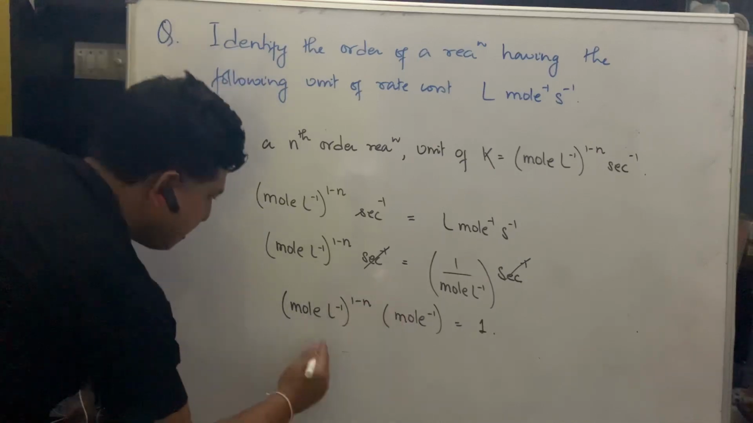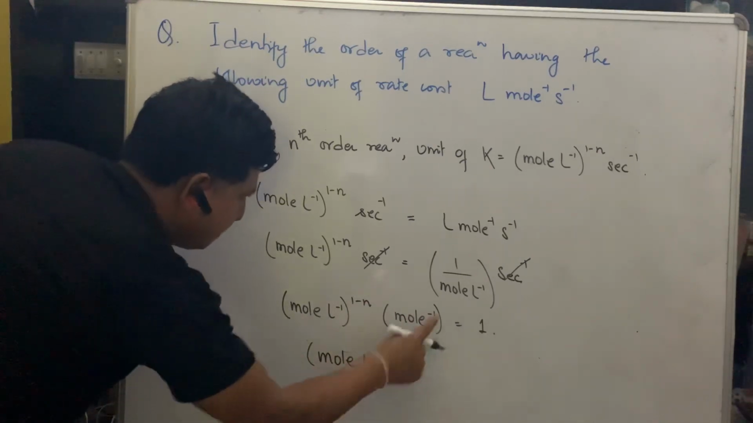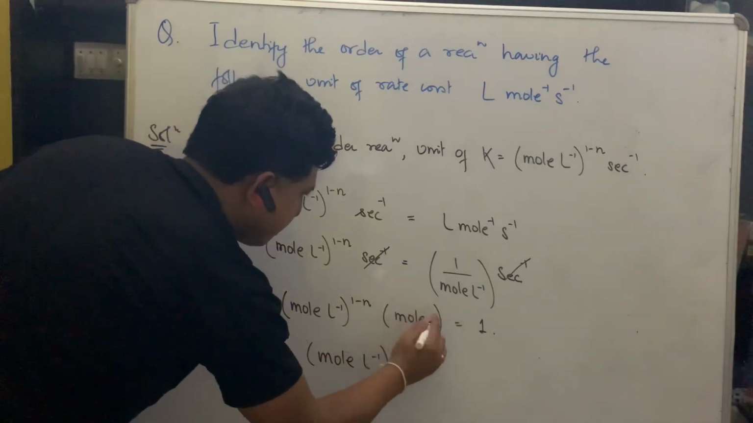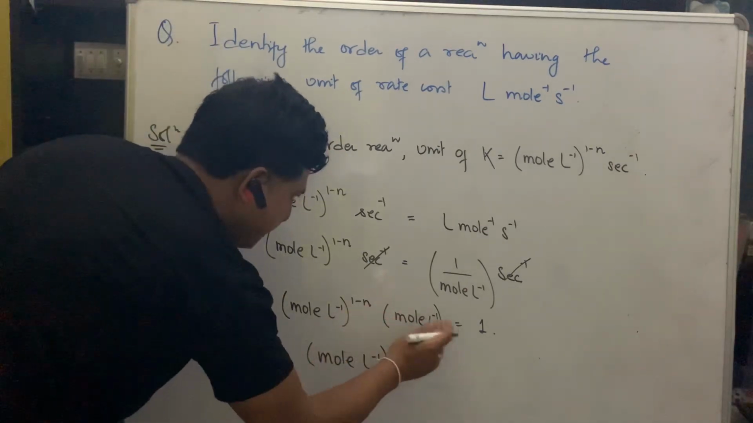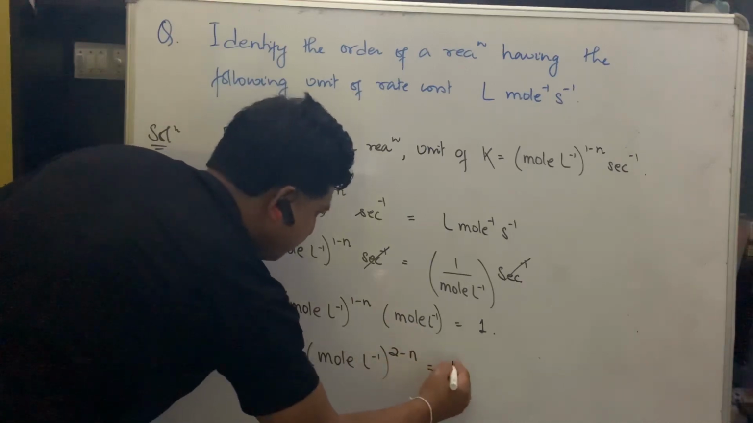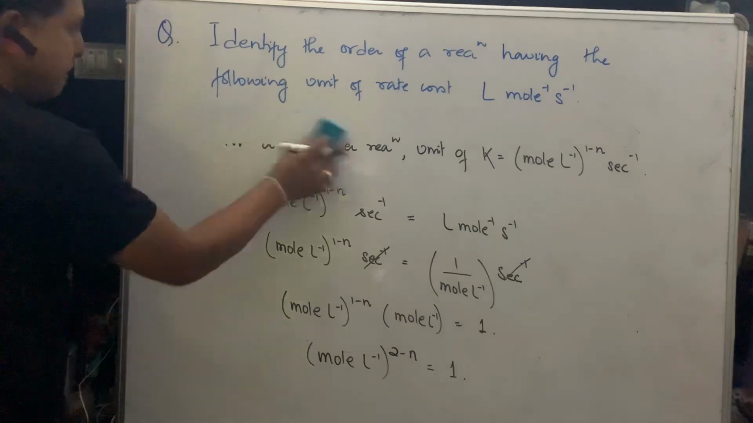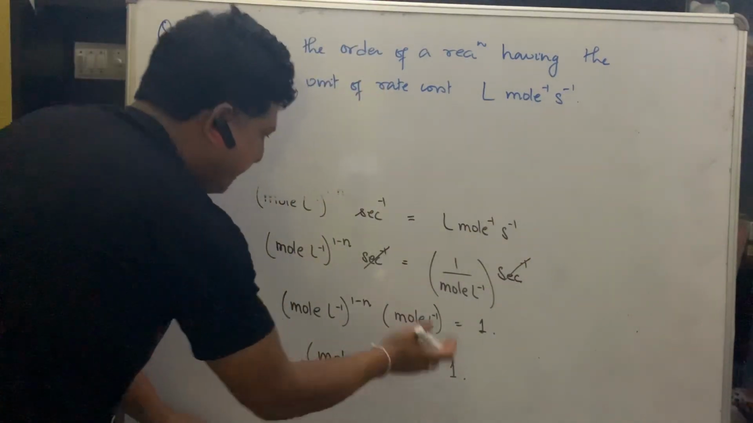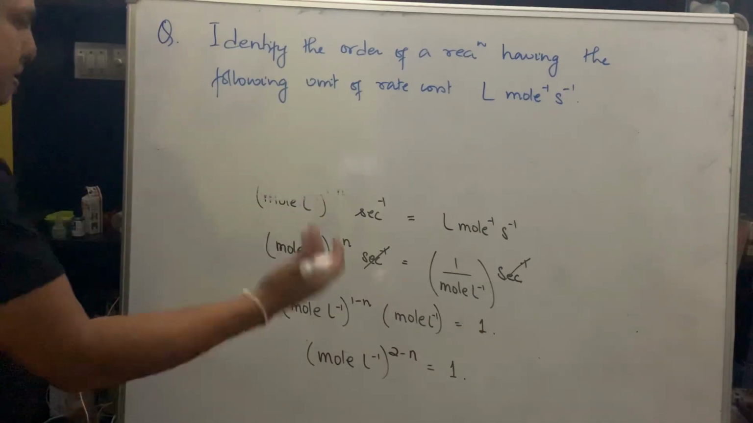So here I can say mole per liter, one. When the bases are same, powers can be added. So 1 plus 1, 2 minus n is equal to 1. Fine. Now look here. We know anything to the power 0 is equal to 1.